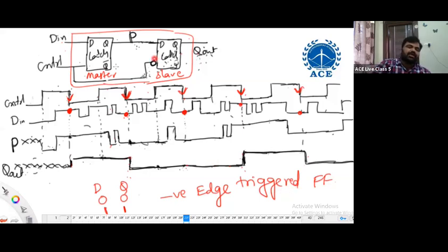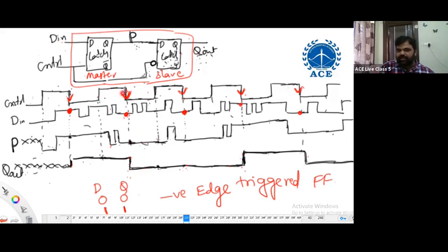Yes. So in this, if you observe, at negative edges of the clock, it is sensing the inputs. At this negative edge, what we observe is that master is getting disabled and slave is getting enabled. At this point of time, master is getting disabled, master output is constant. Understand correctly? Master output is constant, slave is following master output.